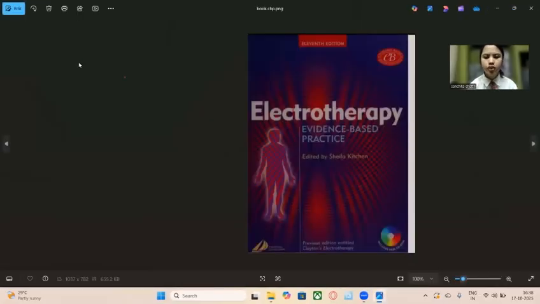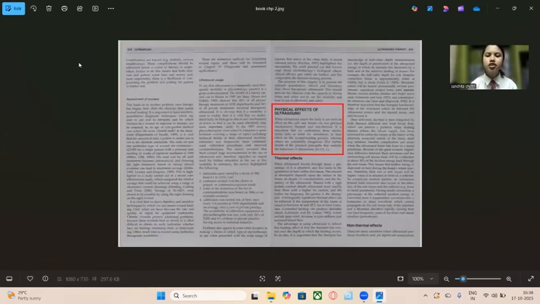The name of this book is Electrotherapy, edited by Sheila Kitchen, and a topic within this book which I've selected is ultrasound. This section of the book is titled Physical Effects of Ultrasound. It explains what actually happens inside our body tissue when ultrasound energy is applied during physiotherapy treatment.